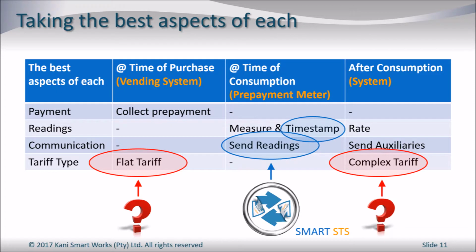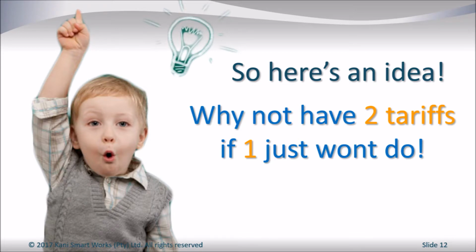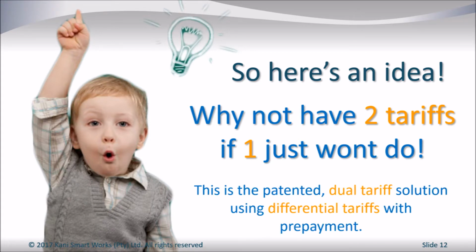If we want to do prepayment, it looks like we would only be able to apply a flat tariff at the vending system. We can do complex tariffs in the system after consumption, but then we can't do prepayment. So that is the big puzzle. So here's an idea. Why not have two tariffs if one just won't do? This is the SmartWorks patented dual tariff solution using differential tariffs with prepayment.